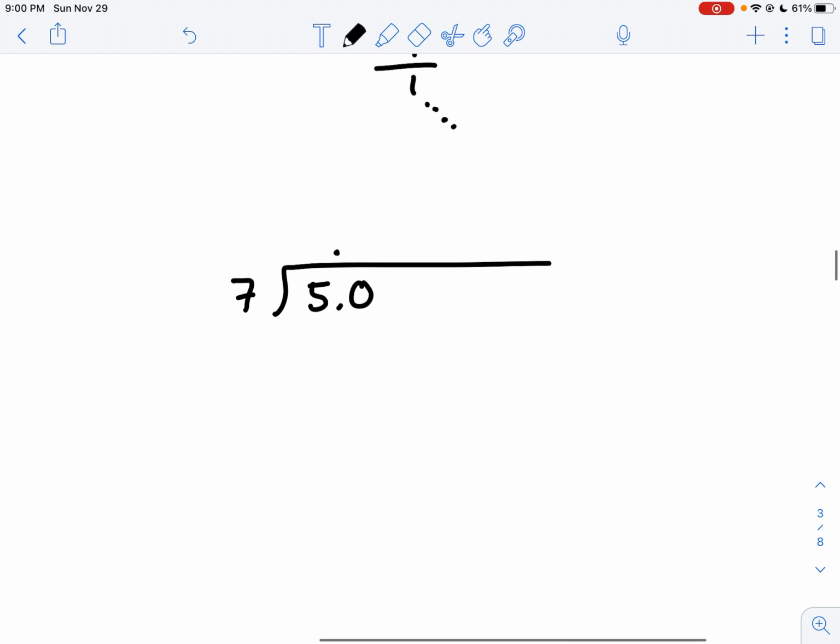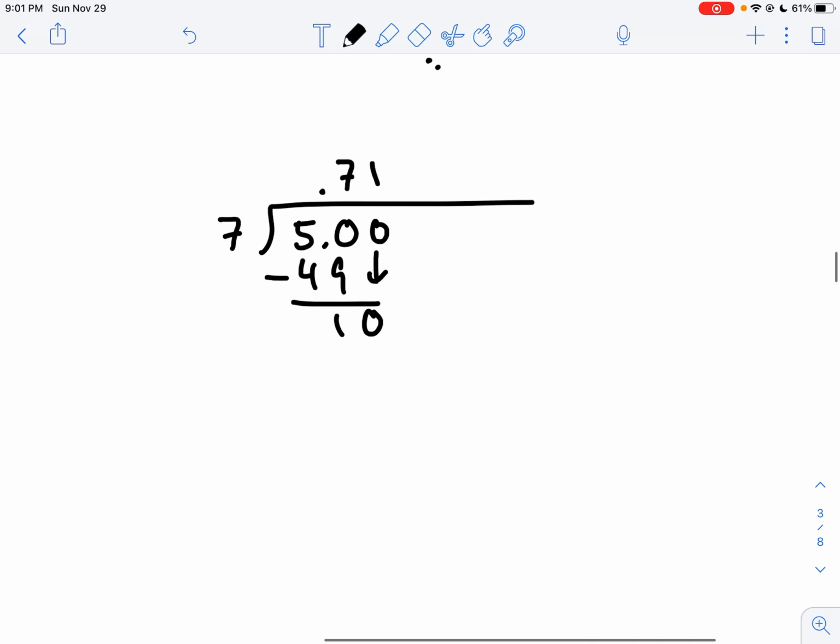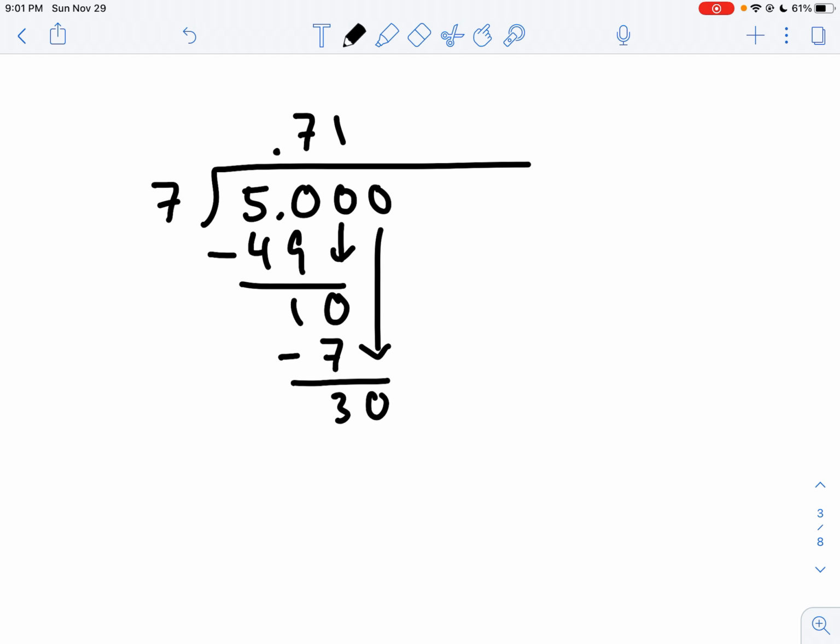Put a decimal, free 0. Think of that as 50. 7 goes into 50 7 times. 7 times 7 is 49. Subtract. We get a 1. Bring down another free 0. 7 goes into 10 once. 1 times 7 is 7. Subtract. We get a 3. Bring down another free 0.